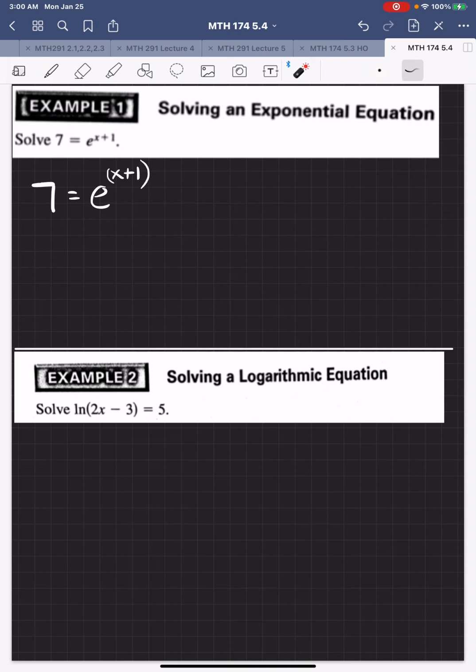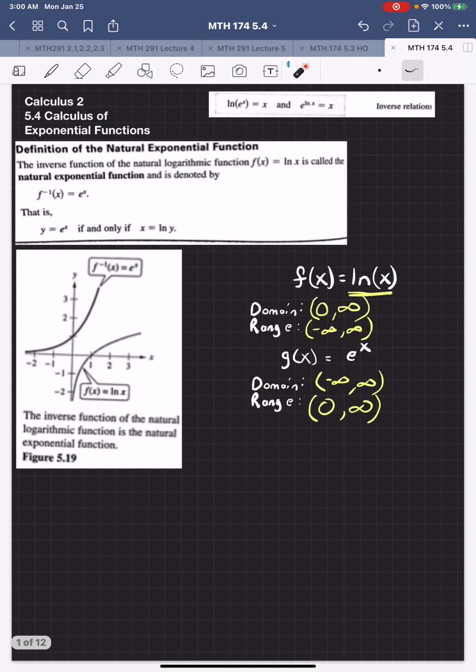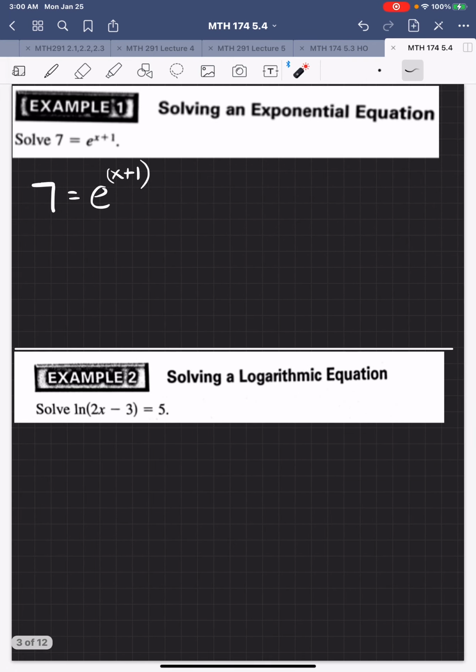Okay? So there is some x out there that when you plug it in, e to the power of x plus 1 is equal to 7. We're trying to figure out what that x value is. All right, well, remember, I'm going to go back a page there too. Notice how you can cancel using those inverse relationships. Ln of e to the x is just x, or e to the ln of x is just x. We're going to use that to our advantage because right now your variable is stuck inside of an exponent.